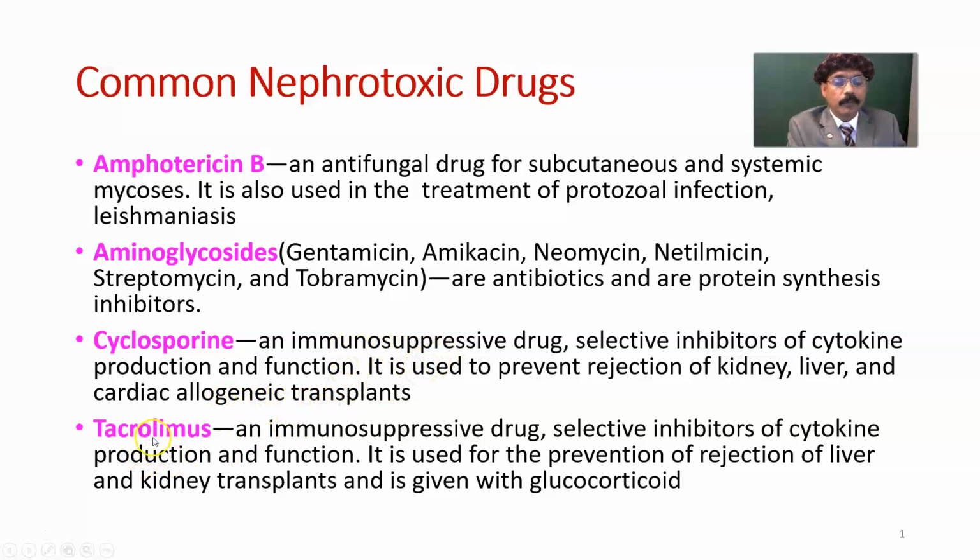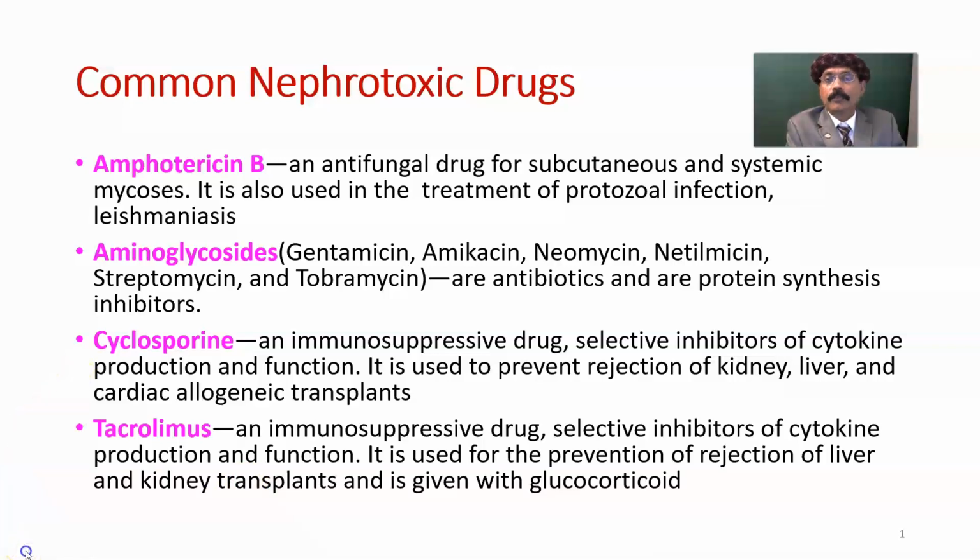We have another immunosuppressive drug, that is tacrolimus, an immunosuppressive drug, selective inhibitor of cytokine production and function. It is used for the prevention of rejection of liver and kidney transplant and is given with glucocorticoid. So these are immunosuppressants. They help to keep the transplanted tissue in the body without going through destruction.